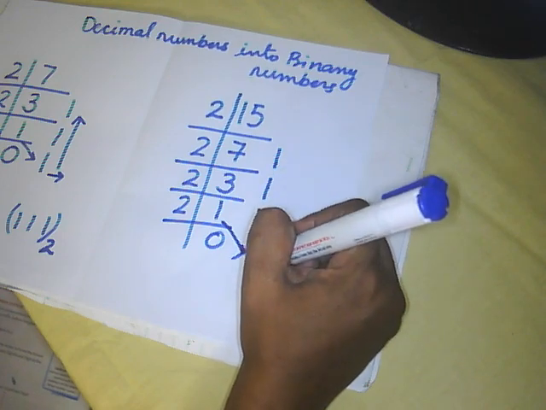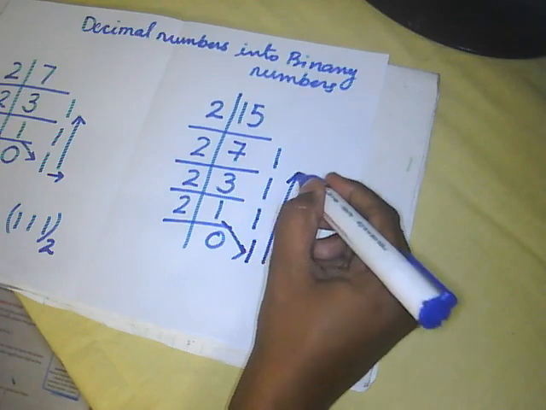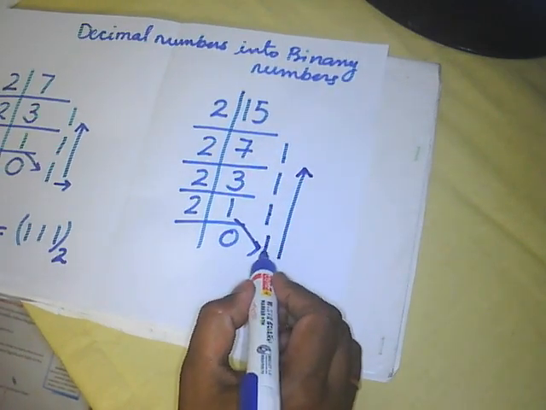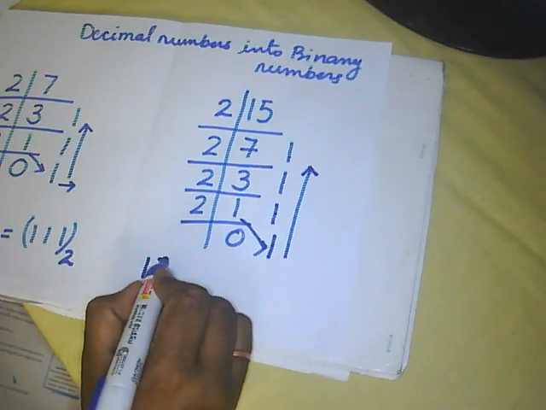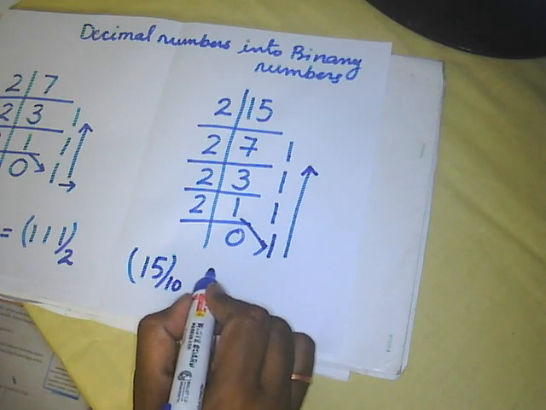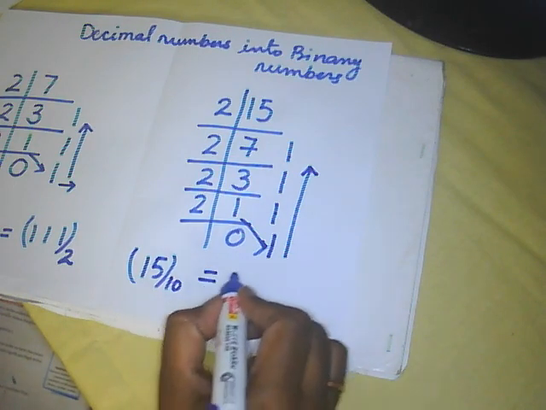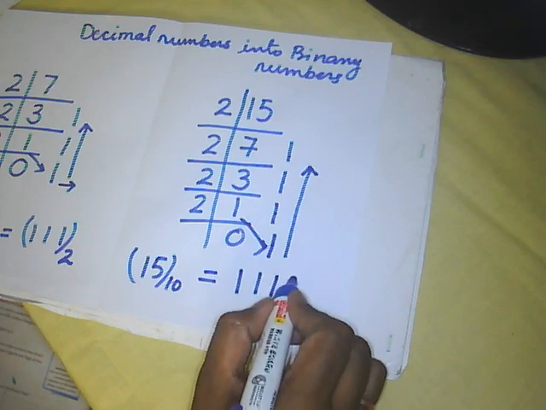So we will write our answer in the reverse order, like this, from bottom to top. So 15, which is a decimal number, is equivalent to 1 1 1 1.